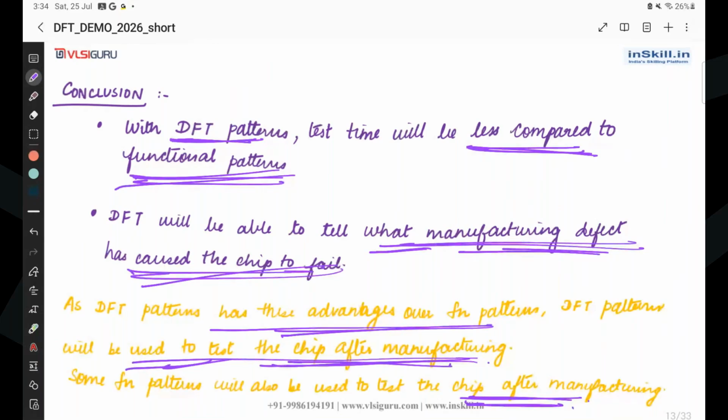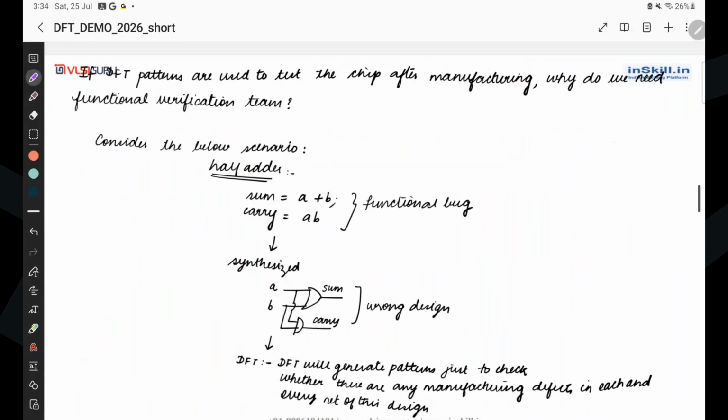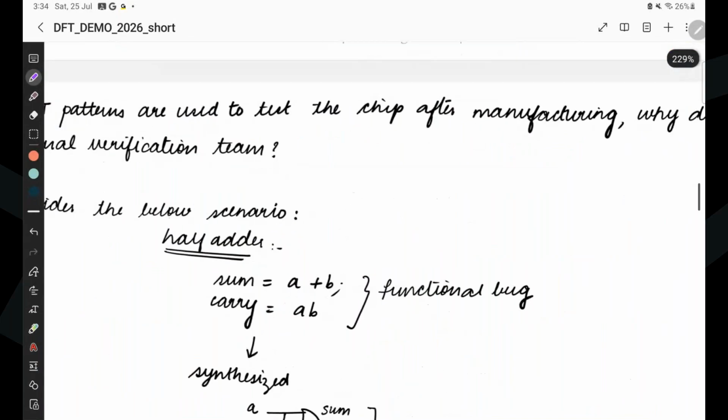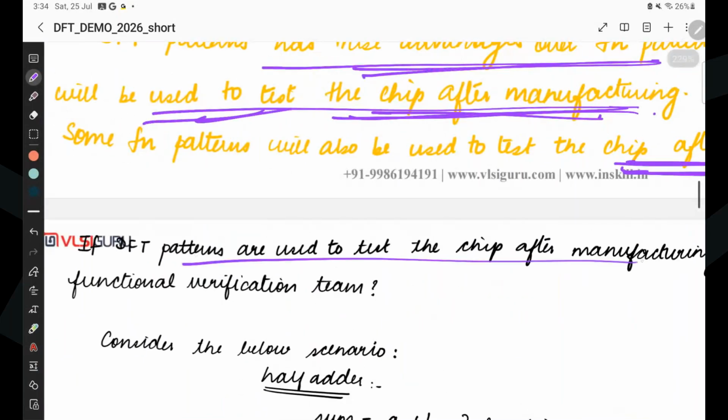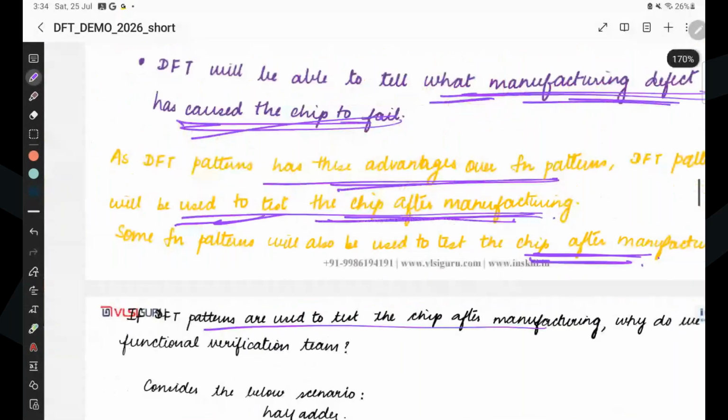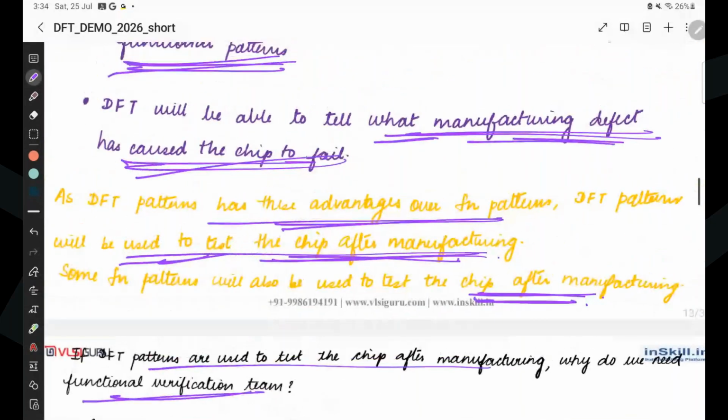Okay. And then, can anyone tell, if DFT patterns are used to test the chip after manufacturing, why do we need a functional verification team? Can anyone try to guess this answer? Okay, let me take up some questions which are there in the chat box.